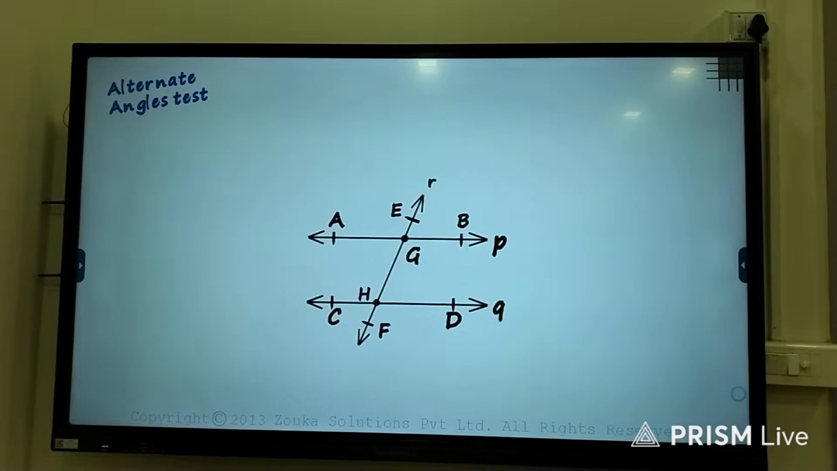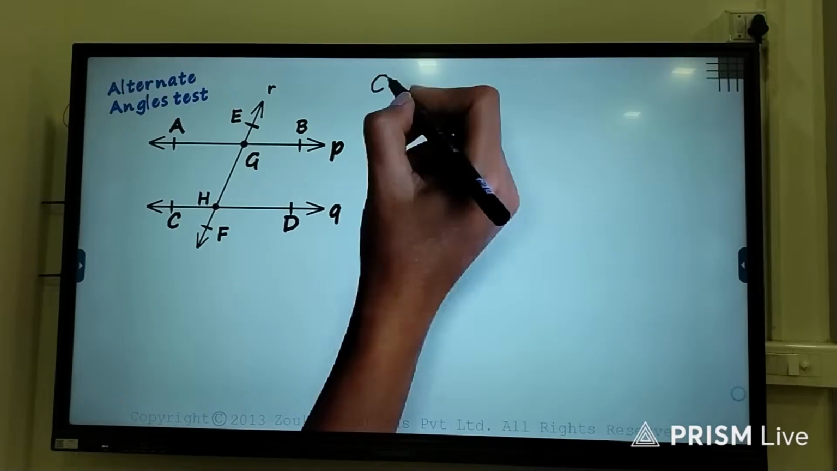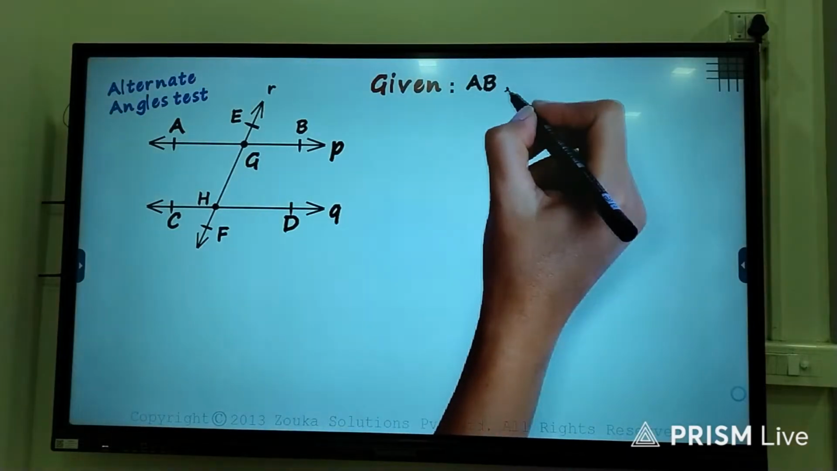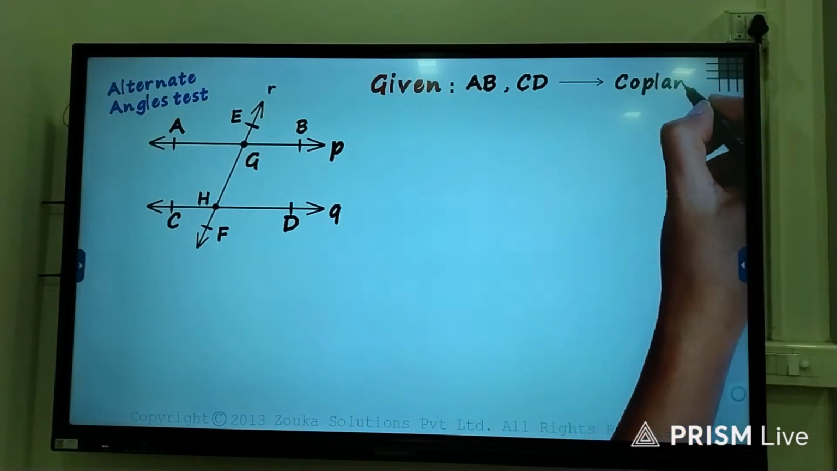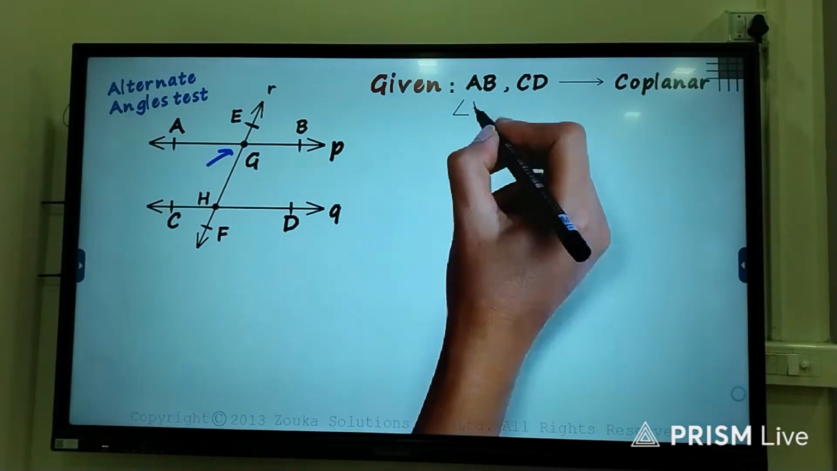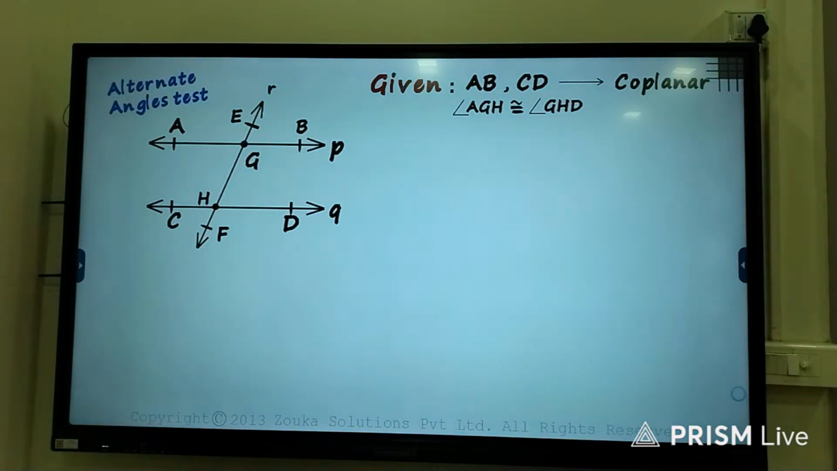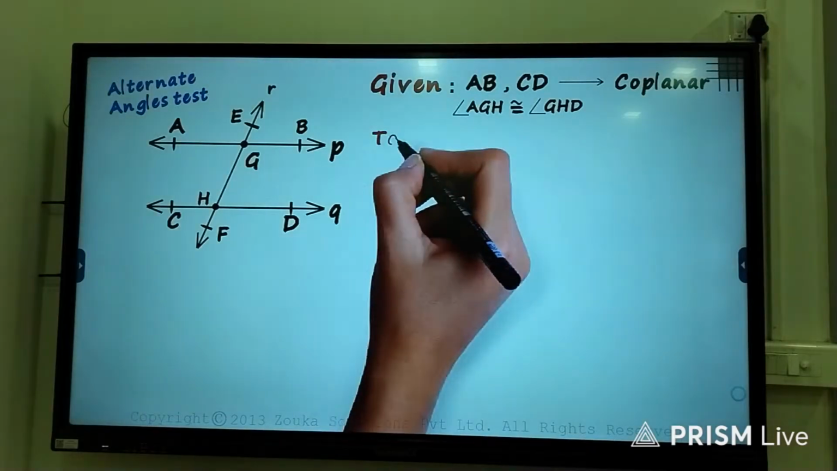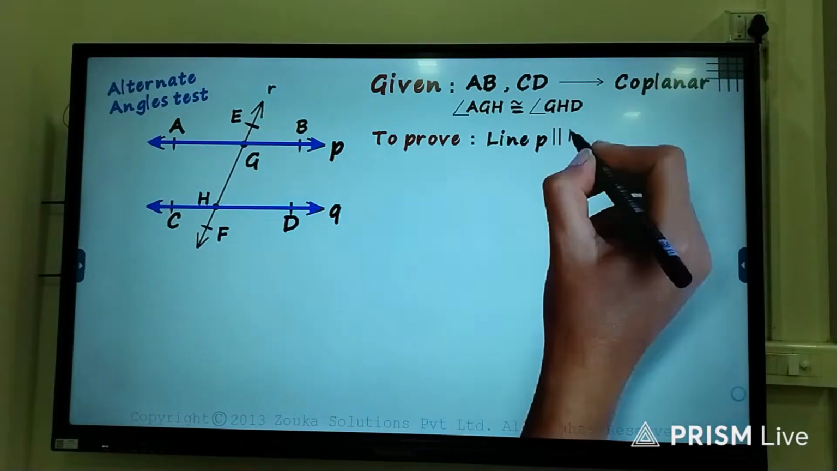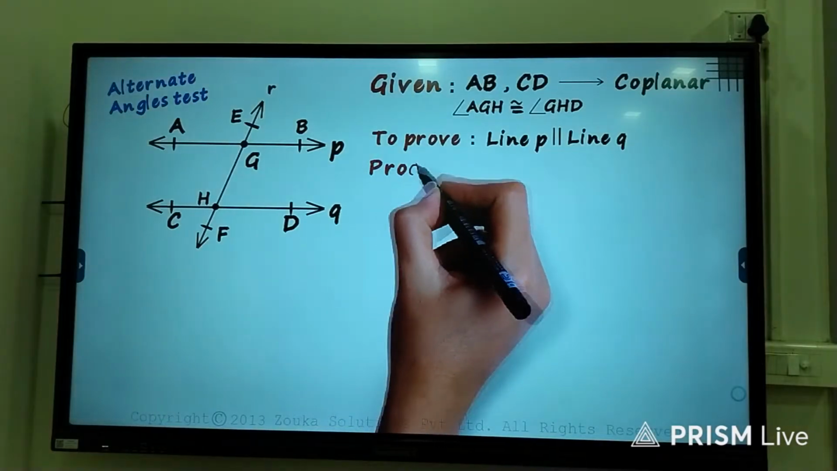So what exactly are we proving out here? Before we find out what we have to prove, let us know the things that are given to us. The first thing that we know is the fact that lines AB and CD are coplanar. And we have one pair of alternate angles congruent. Angle AGH is congruent to angle GHD. This is all that we have. What do we have to prove? We have to prove that line P is parallel to line Q. By just looking at the figure, there's no obvious way to prove this.